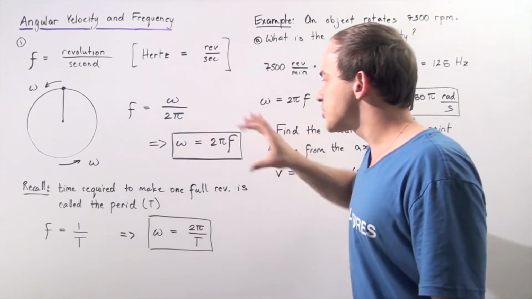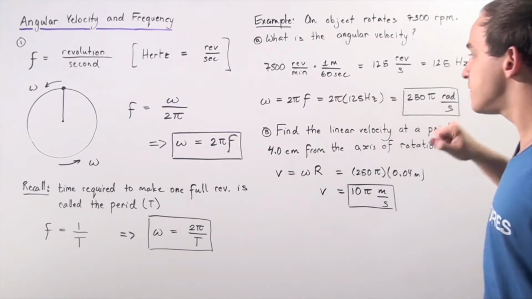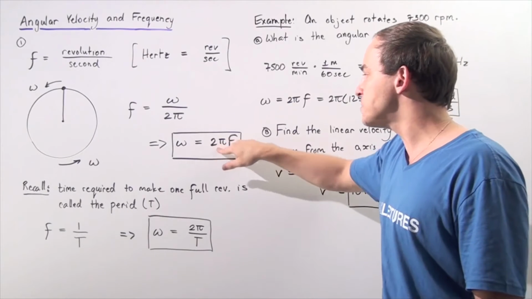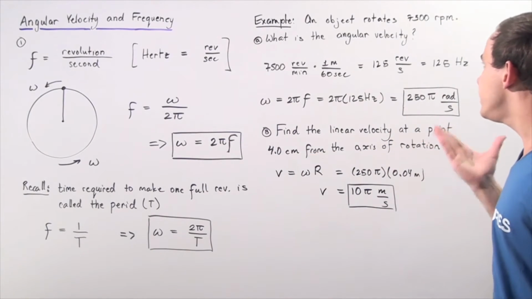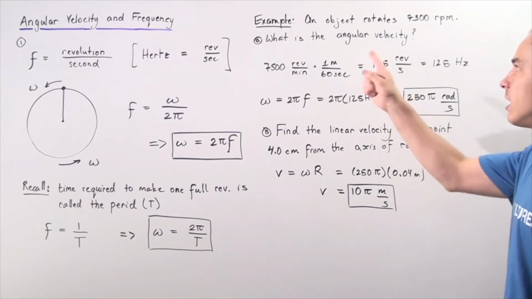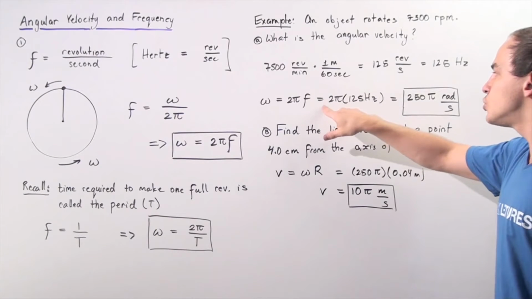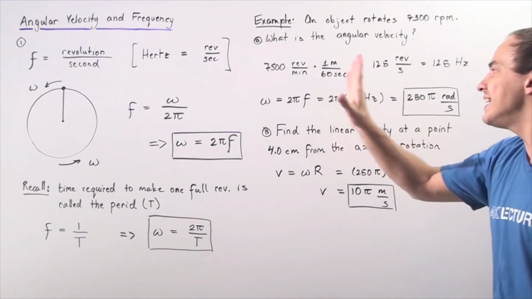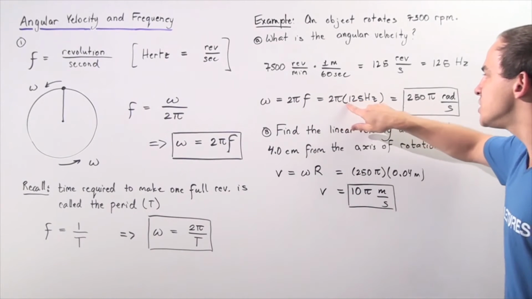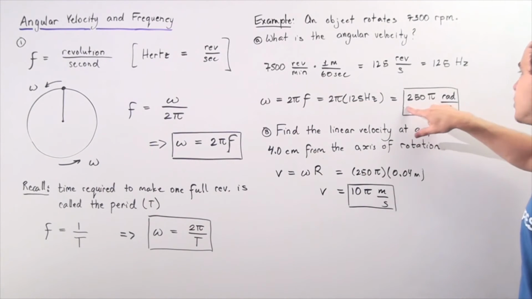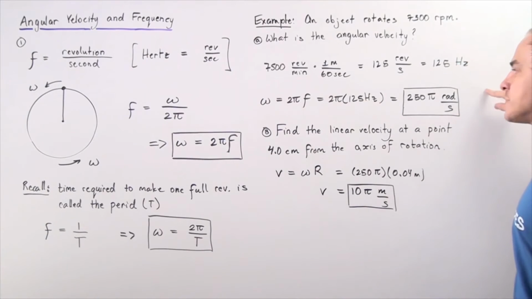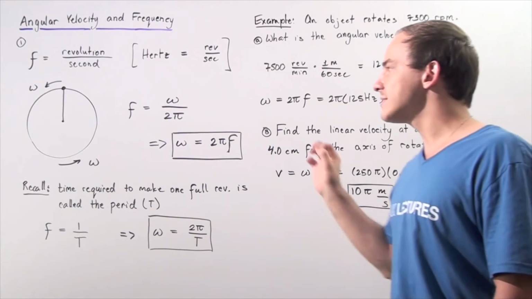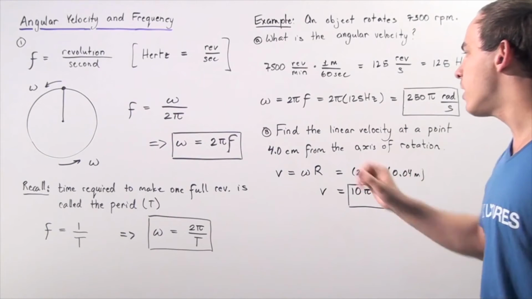Now, we can use this equation, simply plug this value into the frequency multiplied by 2 pi, and we get our angular velocity of the rotating object. So 2 pi times 125 hertz, so we leave the pi as it is, and we multiply 2 times 125, we get 250 pi radians per second as the angular velocity of our rotating object.